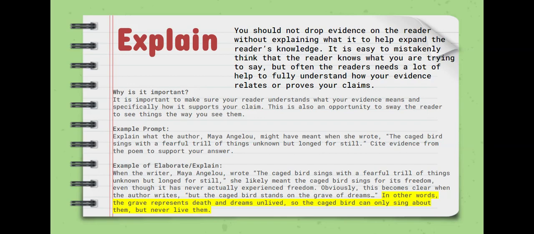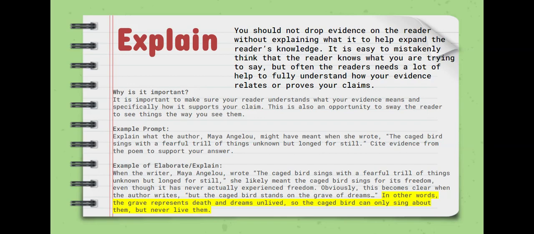When you write, you should write as if your listeners have no idea what you're talking about. Lots of details, lots of quotes, lots of citation of evidence. Let's check it out. So why is it important to explain? It's important to make sure your reader understands what your evidence means and specifically how it supports your claim. This is also an opportunity to sway the reader to see things the way you see them.